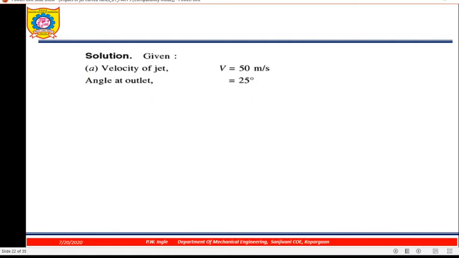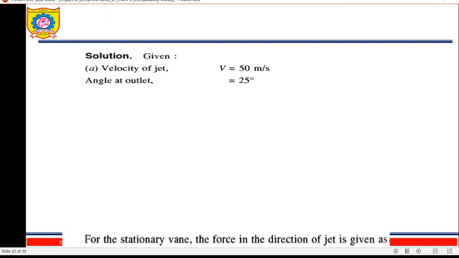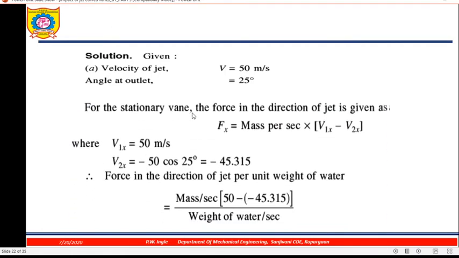So what is given? Velocity v, angle at outlet is 25. For the stationary plate, Fx equal to mass per second (v1x minus v2x). What is v1x? It is 50 meter per second, because the angle at inlet is 0. V2x is minus 50 cos 25. So at entry it is 0 and at exit it is 25 degree, so V2x is minus 50 cos 25.